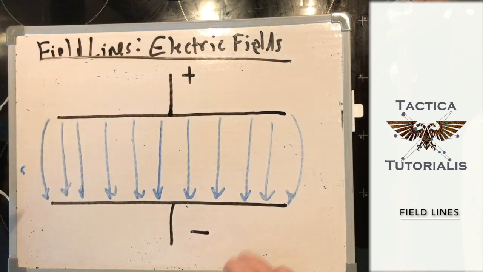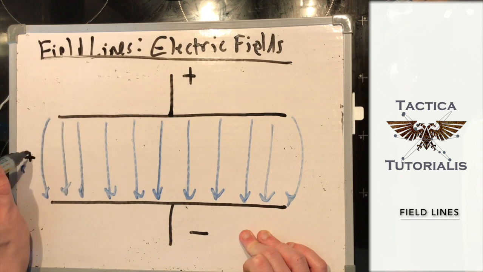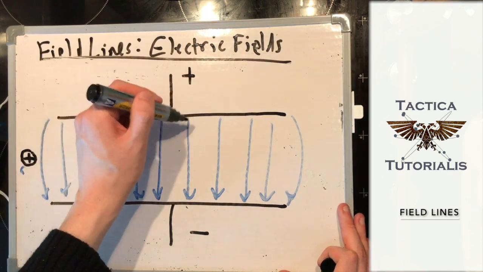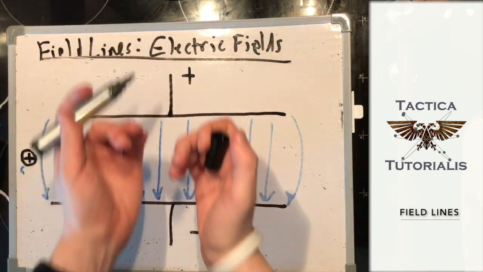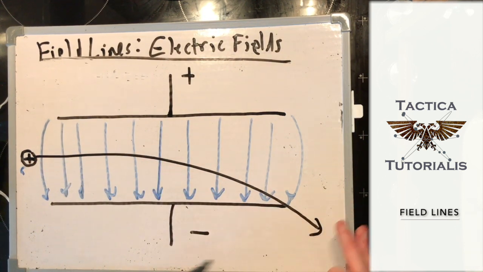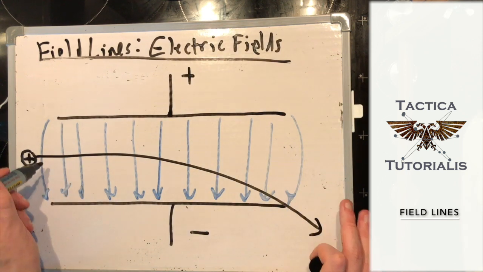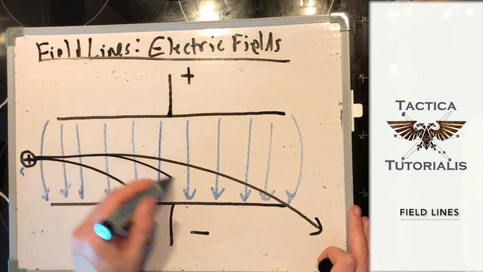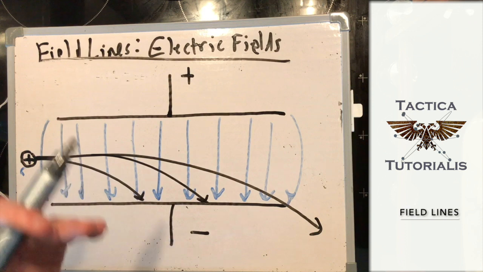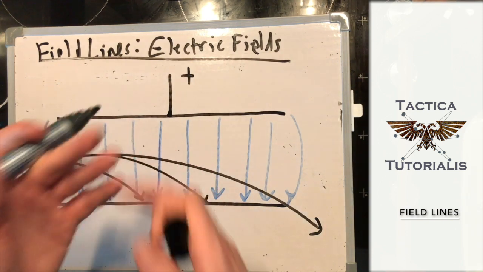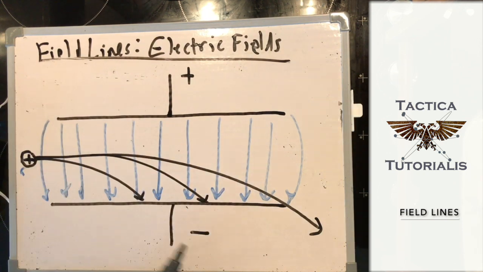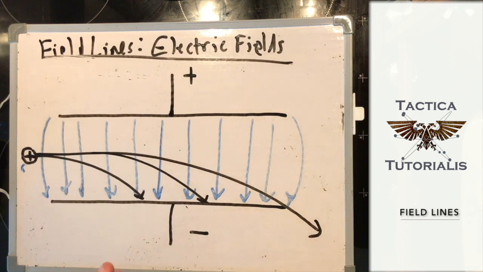And if I was to fire, have I got room? Yep, a positive charge into here, the trajectory it would follow, because it's pushed away from the positive and toward the negative, would look something like that. Assuming it was heavy enough to get through the whole field, it might travel something like that, or like that. It would be pulled downwards and pushed by the electric field toward the negative plate, because it's attracted by the negative, repelled by the positive, and therefore moves according to the electric field lines. So that's field lines. That's everything on that topic.